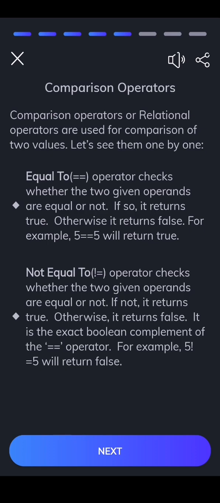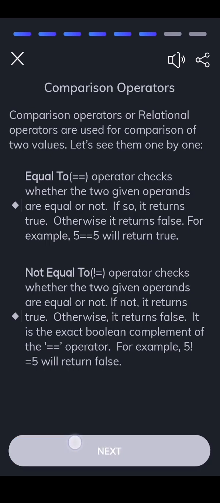Not equal to: the != operator checks whether the two given operands are equal or not. If not, it returns true. Otherwise, it returns false. It is the exact Boolean complement of the == operator. For example, 5 != 5 will return false.